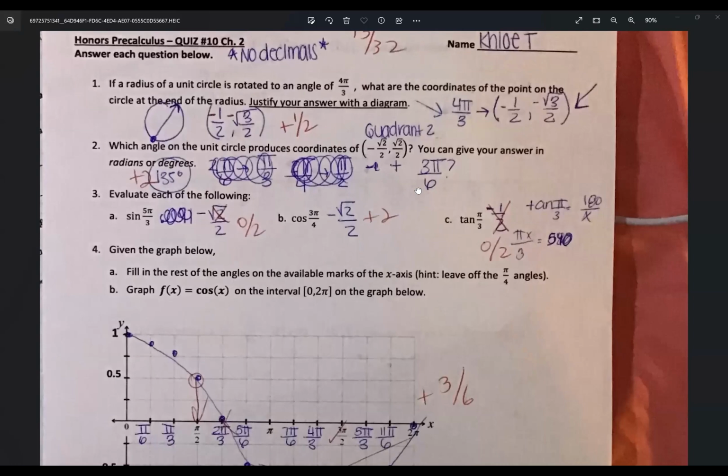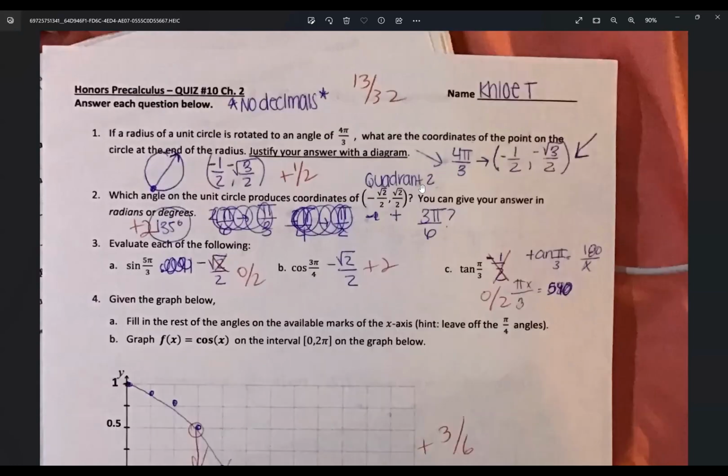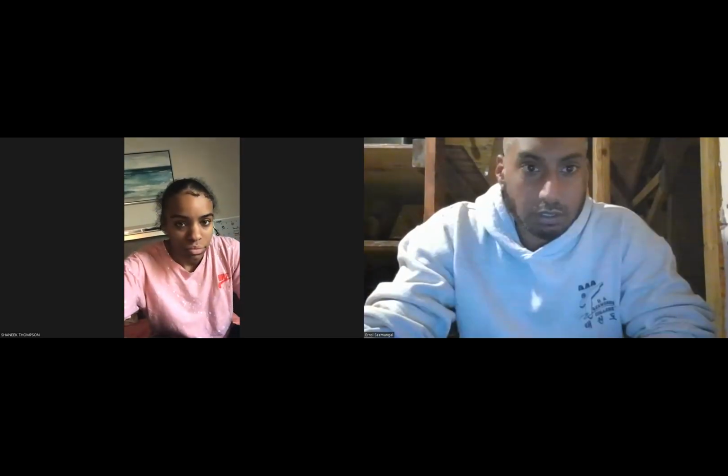All right, so you want to go through these questions? Yes. Okay, if a radius of a unit circle is rotated to an angle of 4 pi over 3, what are the coordinates of the point on the circle at the end of the radius? Justify your answer with a diagram. Okay, 4 pi over 3. All right, let's go to the whiteboard.